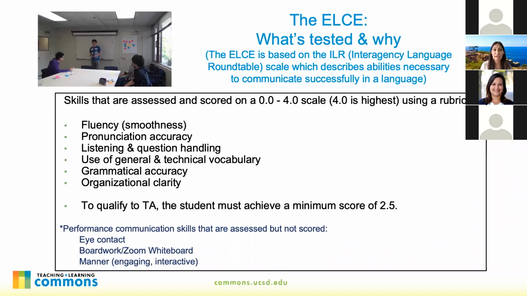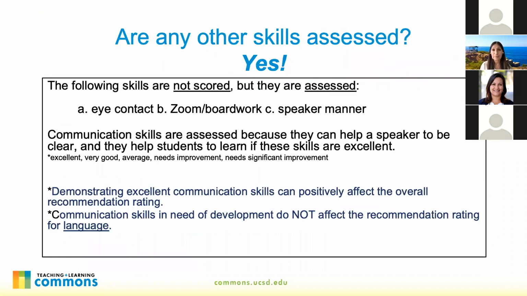To qualify to TA, a student has to achieve a minimum score of 2.5. That means you're eligible to accept a TA offer. That's a provisional pass. You'll see more about that coming up. But that does mean also you need to develop your skills further. We also, next slide, please.